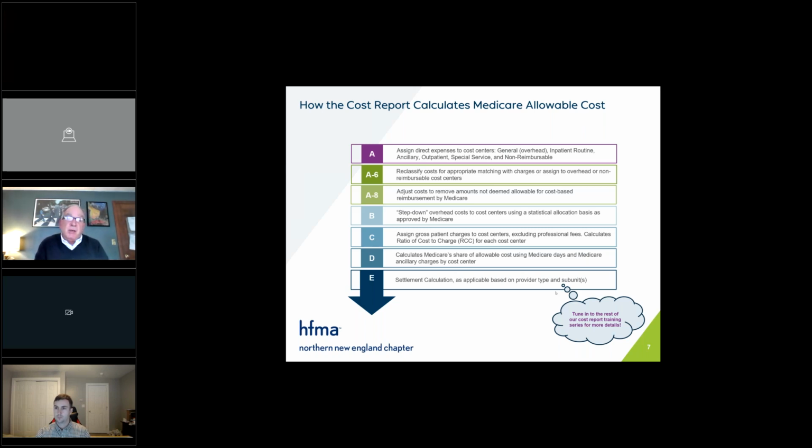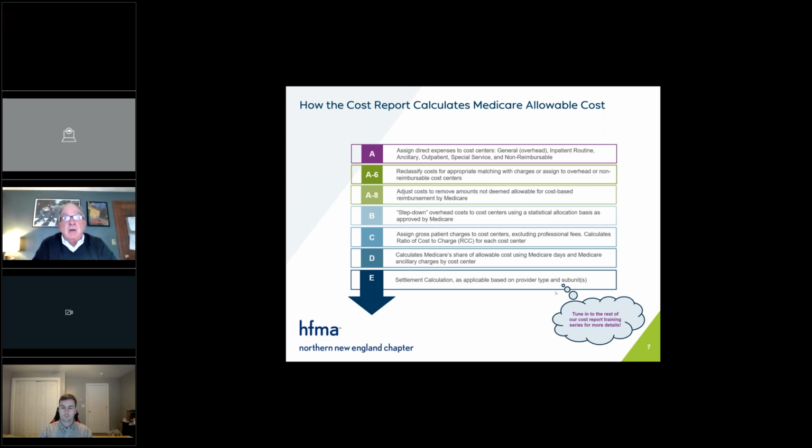And then what you're going to end up with is what we call fully loaded cost. Okay, so all the overhead costs now have been allocated to revenue producing departments. And then you're going to compare that cost to the charges that are generated by those departments. And that's how Medicare will calculate its share of allowable cost.